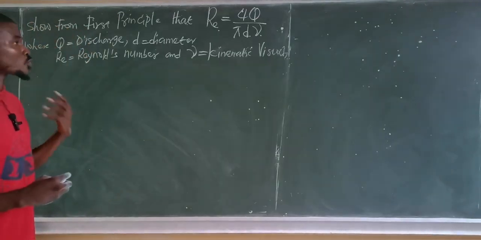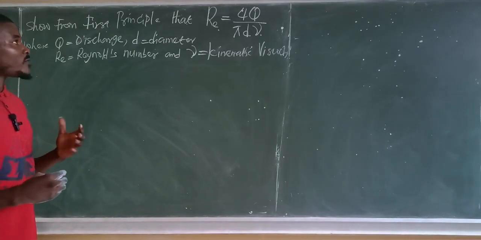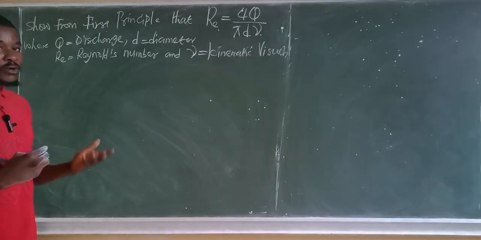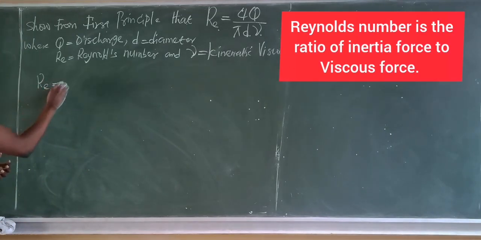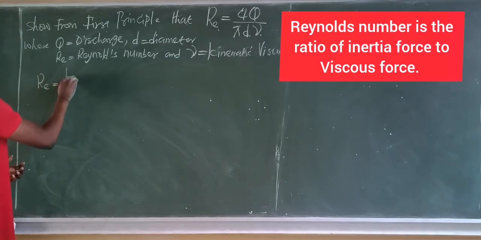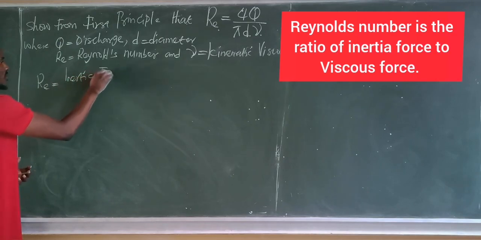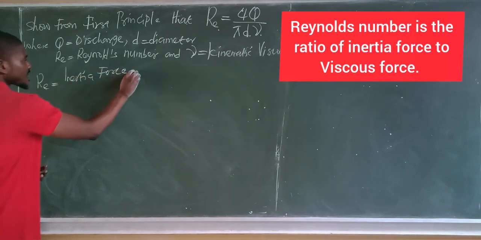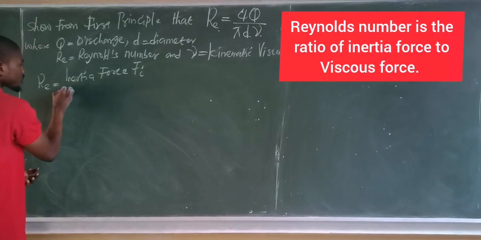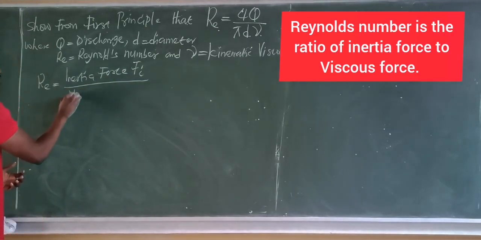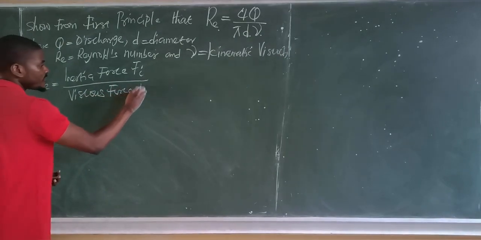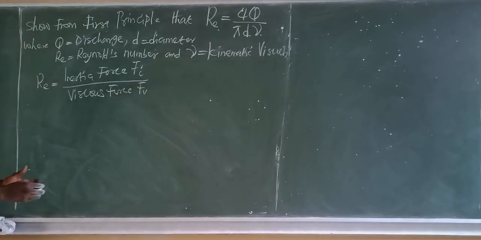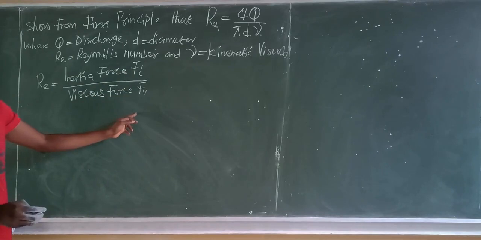Alright, so the question says we should show from first principle. So first of all, let us understand what the Reynolds number is. Reynolds number itself is equal to the ratio of inertial force, that's Fi, over the viscous force, Fv. So what is the inertial force and what is the viscous force?